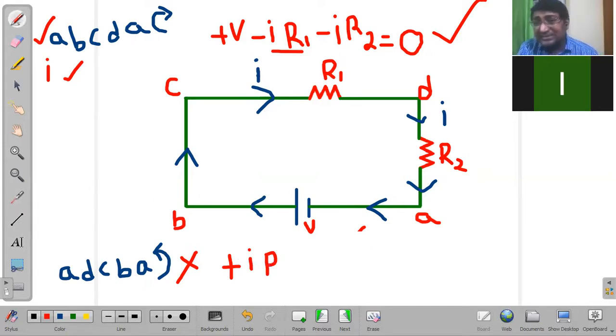Why I? Because there's a single current in the entire circuit. It's only I. There's no I1, I2 or I3. If it's a complicated circuit with many loops, then we need to have I1, I2 and all those for every loop actually. Okay, that is done.